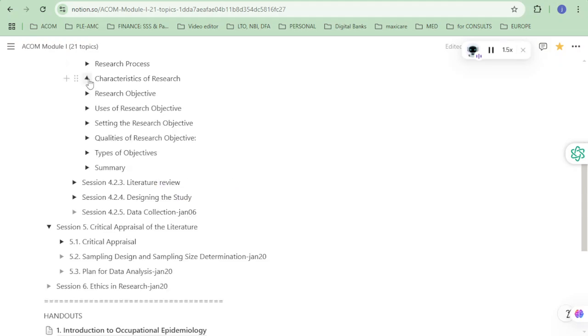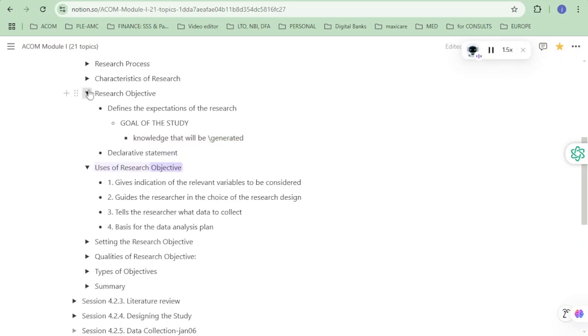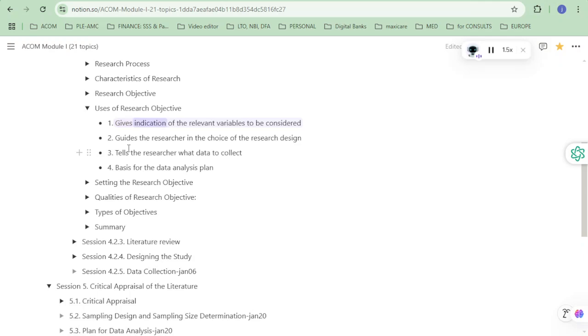Research objective defines the expectations of the research. It is the goal of the study, the knowledge that will be generated, and is a declarative statement. Uses of the research objective: 1. Gives an indication of the relevant variables to be considered. 2. Guides the researcher in the choice of the research design. 3. Tells the researcher what data to collect. 4. Basis for the data analysis plan.